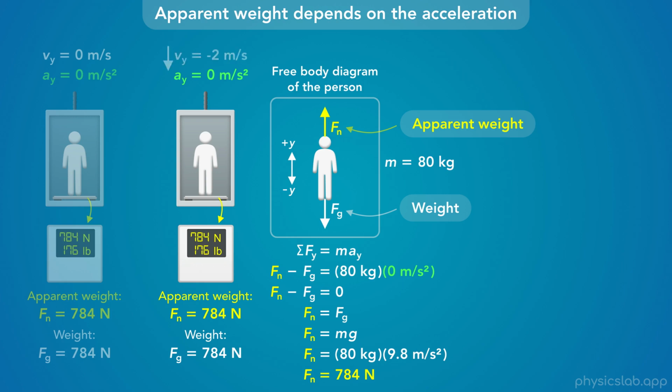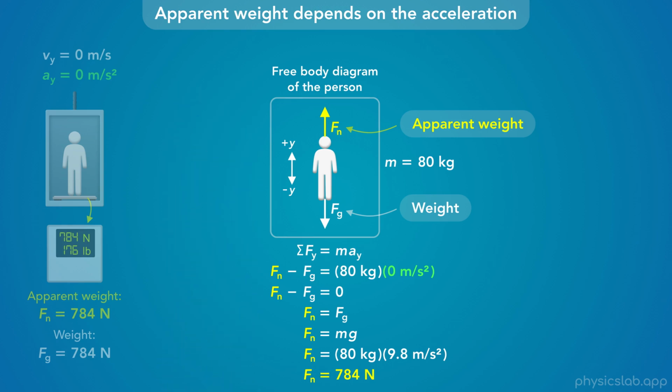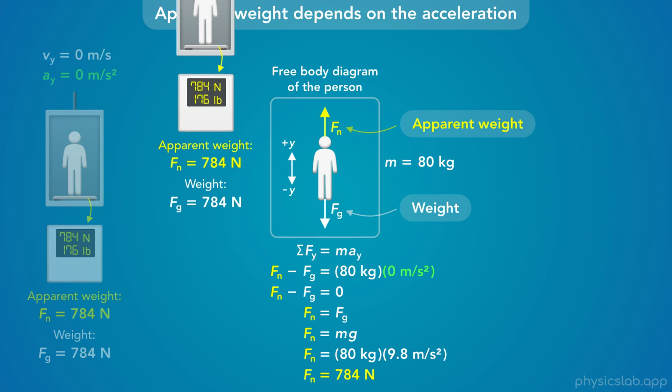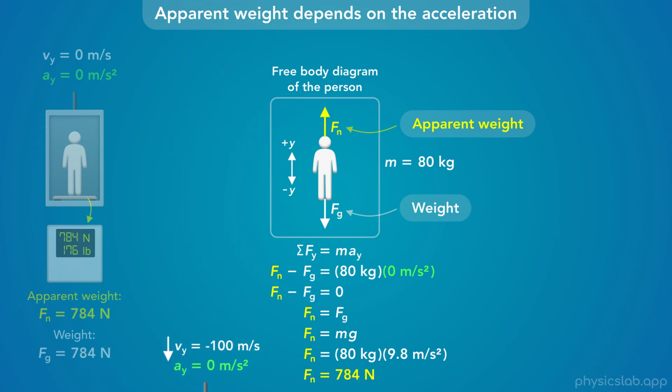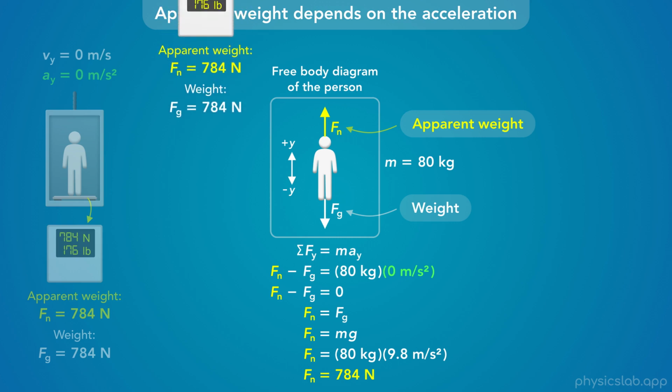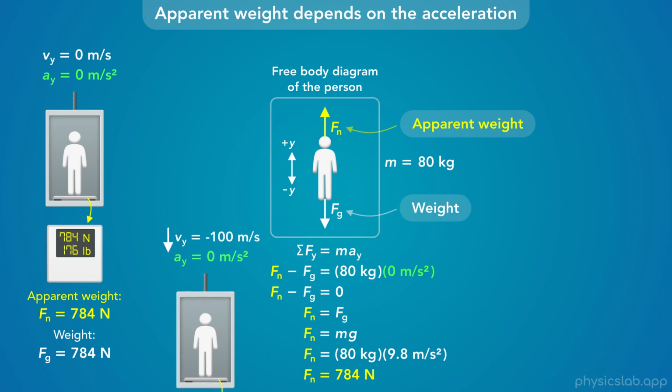The elevator could also be moving downwards at 2 meters per second, or even 100 meters per second. As long as the velocity is constant, so the acceleration is 0, their apparent weight is equal to their actual weight. If you were in this elevator, moving at a constant velocity of 100 meters per second, you wouldn't actually be able to tell that you're moving, except for maybe some noise and vibrations. You would feel the elevator accelerate and get up to that speed, but once you're moving at a constant velocity, it would feel the same as the elevator that's not moving.